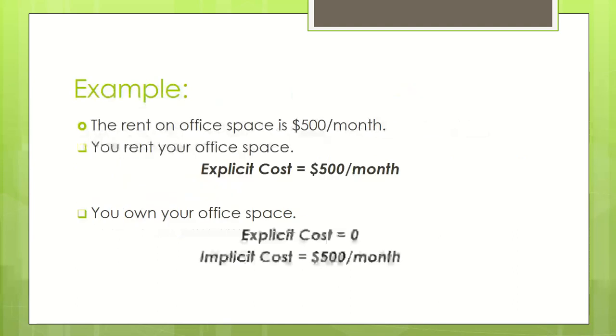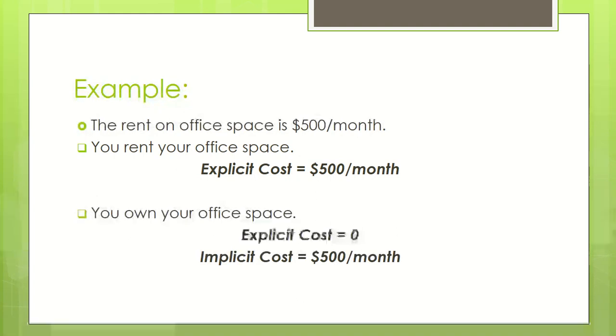In order to explain both the costs, there is an example: the rent on office space is $500 per month, and case one is you rent your office place. So the rental cost at the end of each month will be $500, which you pay to the owner of that office. That means explicit cost is equal to $500 per month that you are giving to the owner of that office or that room.